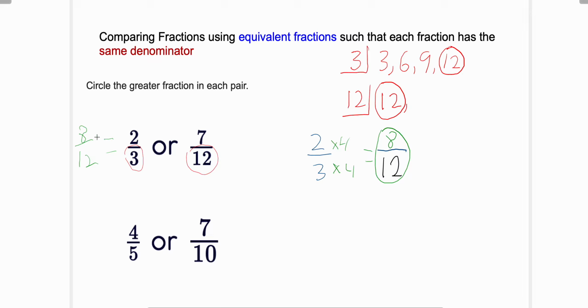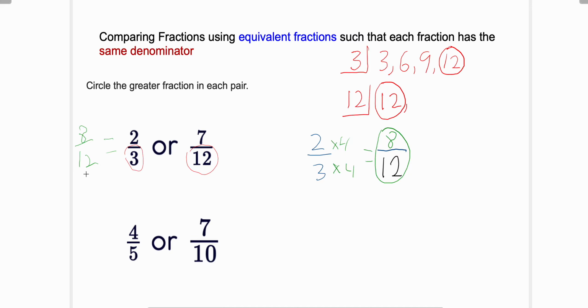Well, this one has more 12s. It has one more, right? 8 is bigger than 7. We're comparing 12s to 12s. We're comparing apples to apples. We're comparing oranges to oranges. We're comparing the same size pieces. So now it's a fair game.